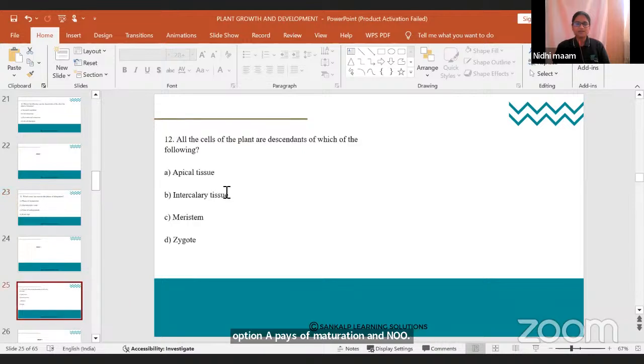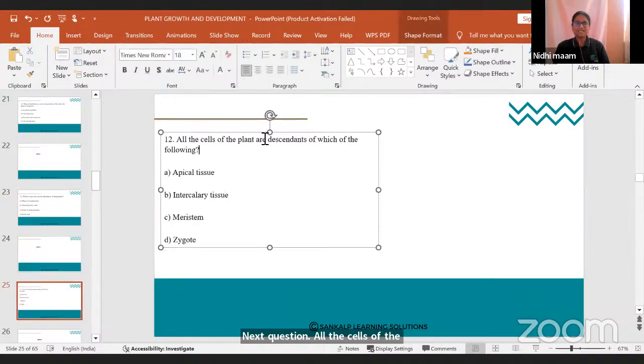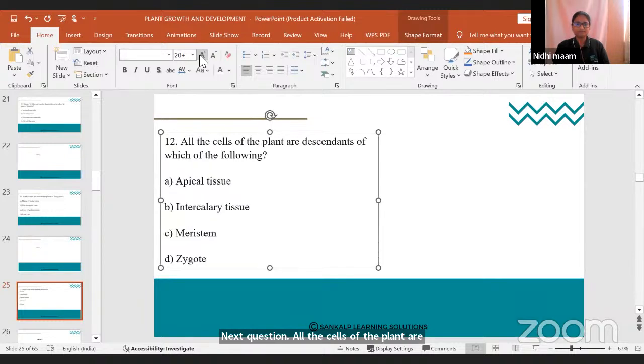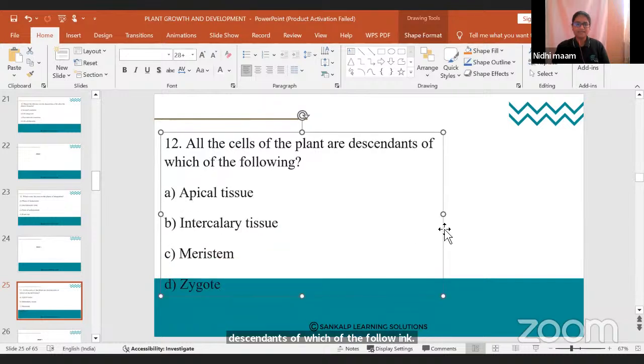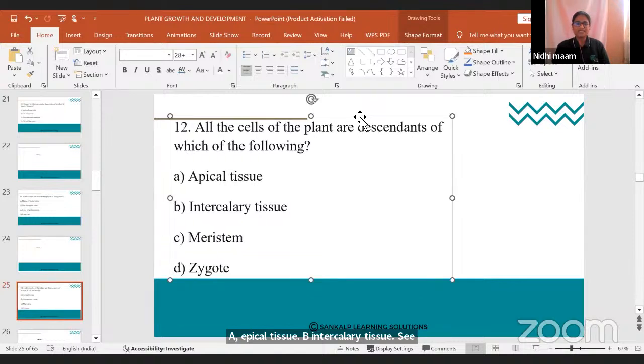Next question. All the cells of the plant are descendants of which of the following? A, apical tissue. B, intercalary tissue. C, meristem. D, zygote. All the cells of the plant are descendants of. Yes, good. Siddhanagowda Jyoti answered it quickly. Sangamesh Nellur, Aishwarya KM, Shweta, Navyashri answered it. Good. Sharat, Bhuvan.